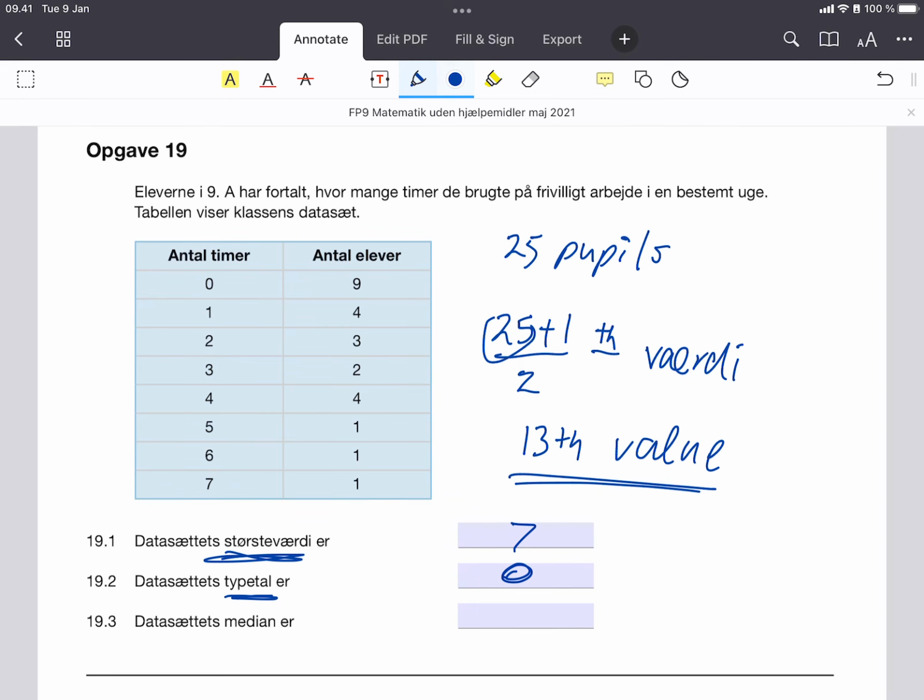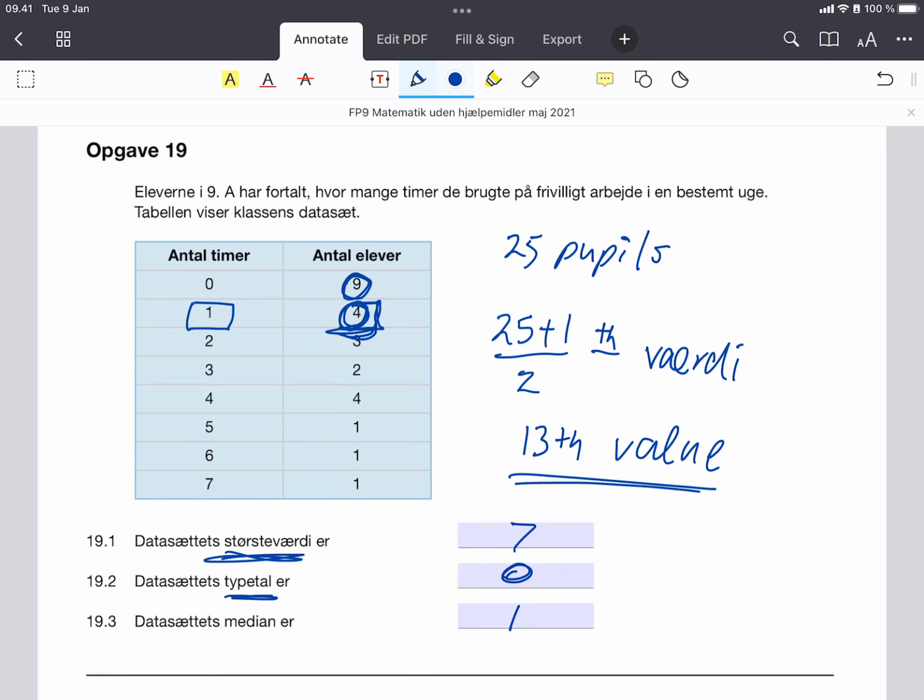So it's always how many you've got plus 1 divided by 2. That's the value you're looking for. In that case, that's the 13th one. You can see the first 9 pupils are here, and then the 13th pupil is in that group, because 9 plus 4 makes 13. So if you line them all up, the 13th pupil is in that group, and the 13th pupil has done 1 hour of work. So the median is 1.